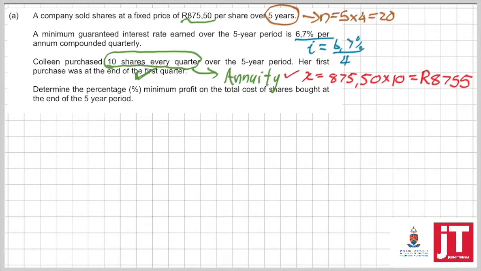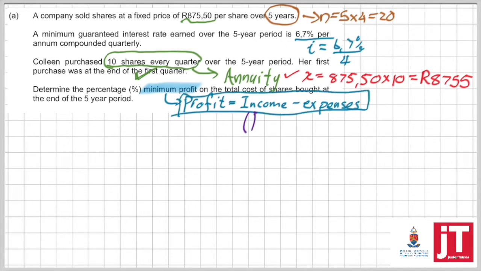So the question is now: determine the percentage minimum profit on the total cost of shares. Okay, so if I analyze this, profit is always income minus expenses. What's going to be my income? Well, that's going to be the future value. The expenses are going to be the actual cost of the shares, as if there was no interest, just how much it costs. So let's break this down even further.